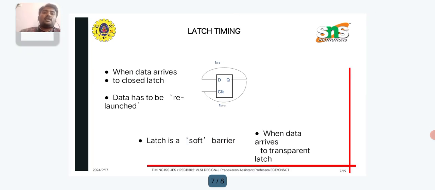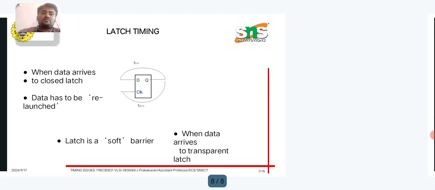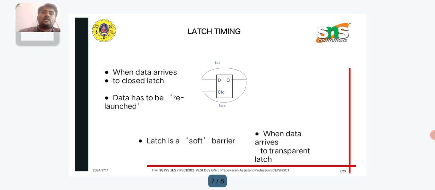Next one is latch timing. Latch is a soft barrier when data arrives to transparent latch. Then propagation delay.